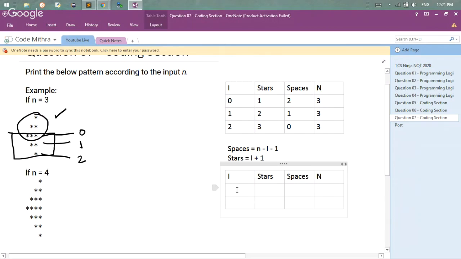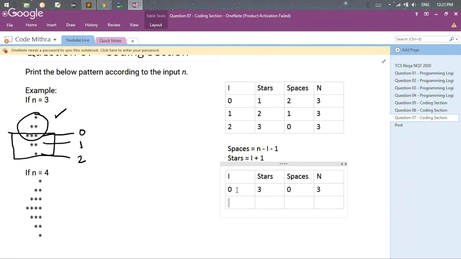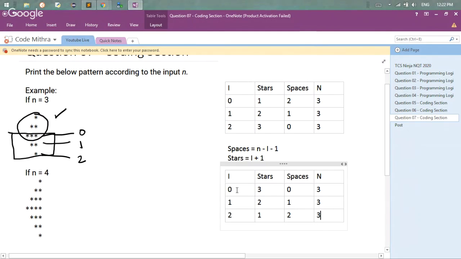Here i is 0. Number of stars required is 3, number of spaces required is 0, and n is still 3. Now i value is 1. Number of stars required is 2, number of spaces required is 1, and n is still 3. i is 2. Number of stars required is 1, number of spaces required is 2, and n is still 3.